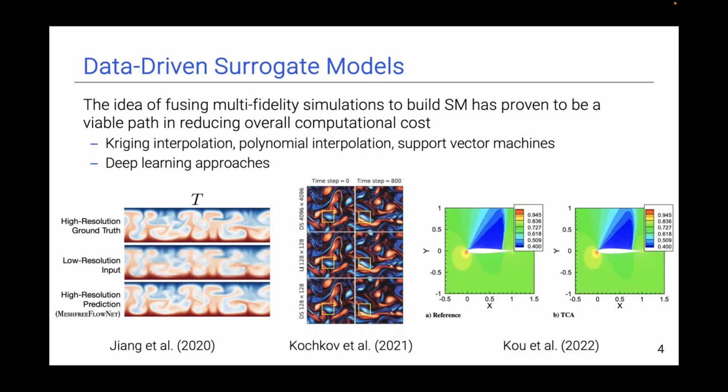In this last work, these authors were trying to reconstruct the flow features from the low fidelity data coming from Euler simulations, whereas the high fidelity data is the RANS simulation. So they apply some surrogate models to reconstruct the flow features, and they're essentially trying to learn the mapping from the low fidelity to the high fidelity.